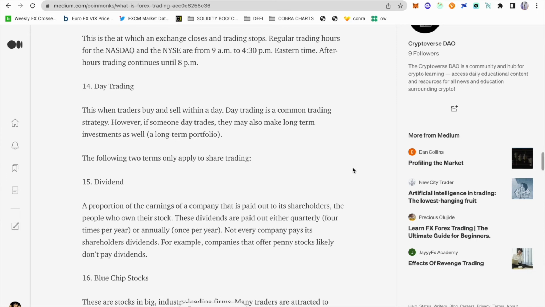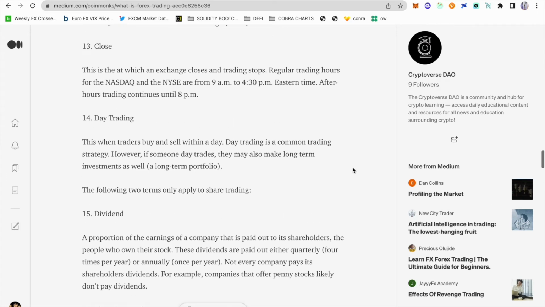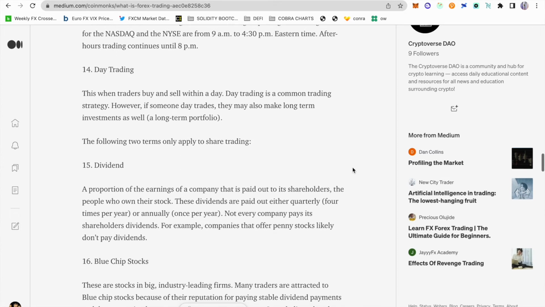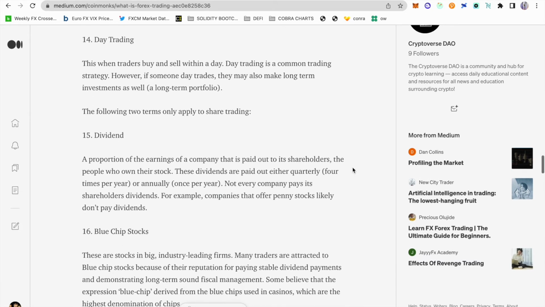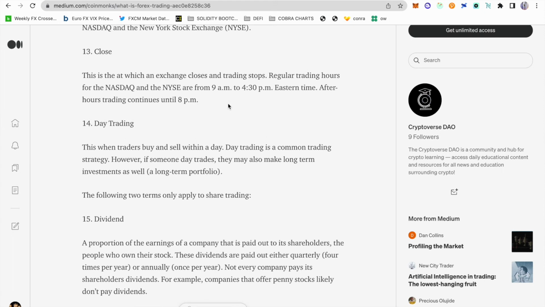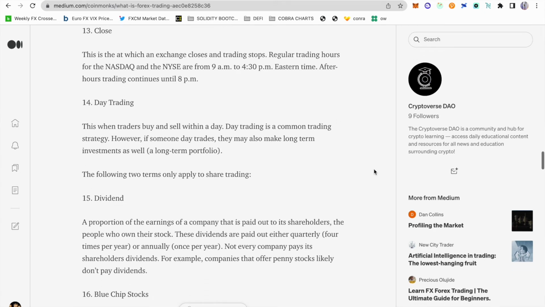So markets do close on the weekends, and it's important for us to understand when the markets close. If you're trading your Forex pairs or assets or commodities, you should know when they close. And usually on weekends the markets are completely closed.